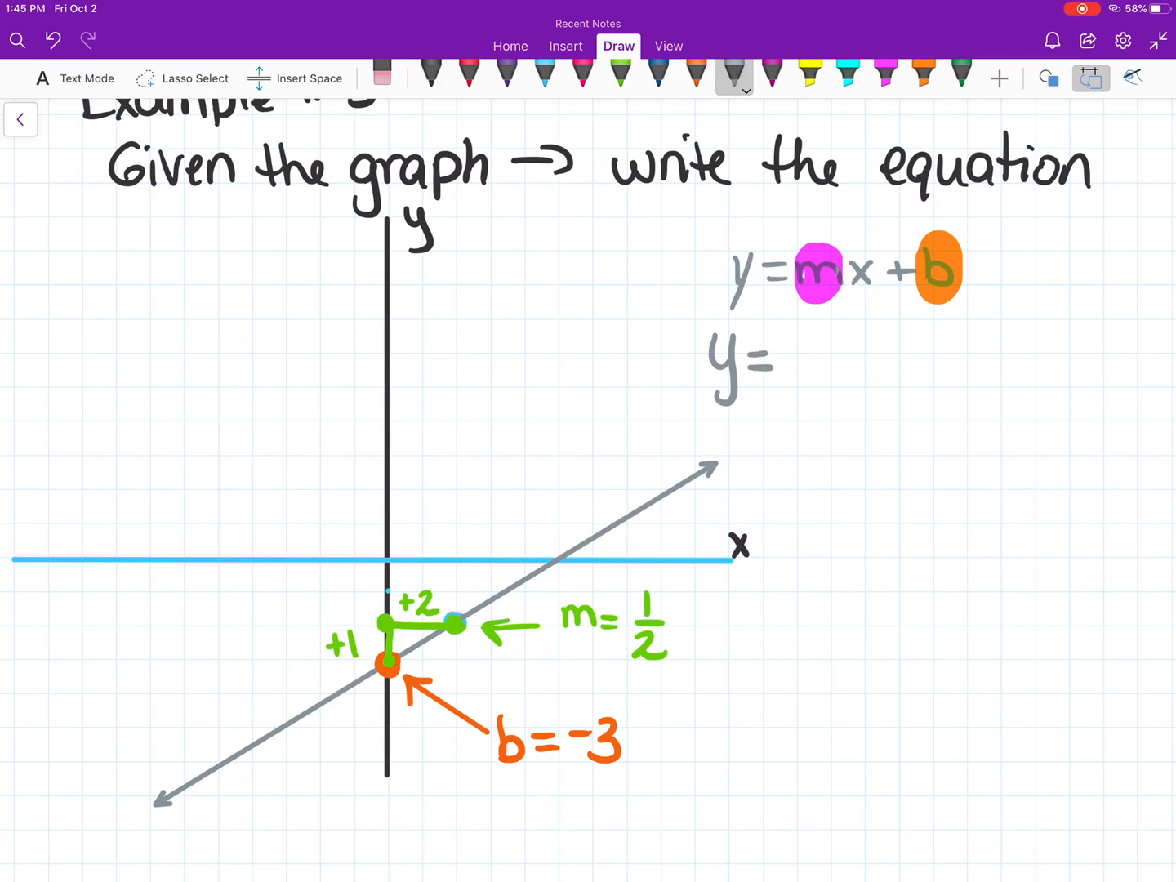Anyway, my m is 1/2. That was my movement. My x doesn't change. We need that as part of our equation. The plus, what was our b? Negative 3. Well, is there a simpler way of writing this?